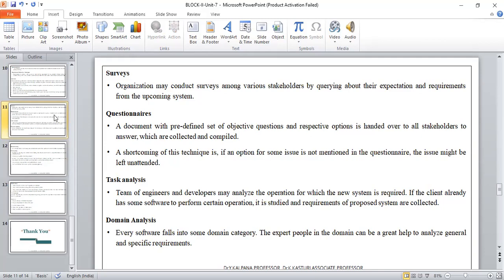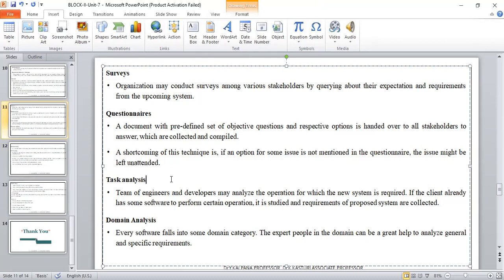A shortcoming of this technique is that if an option for some issue is not mentioned in the questionnaire, the issue might be left unattended. That's a disadvantage of this. Some option may be left out of the questionnaire. At that time, the issue might be left unattended. Okay, what is task analysis?